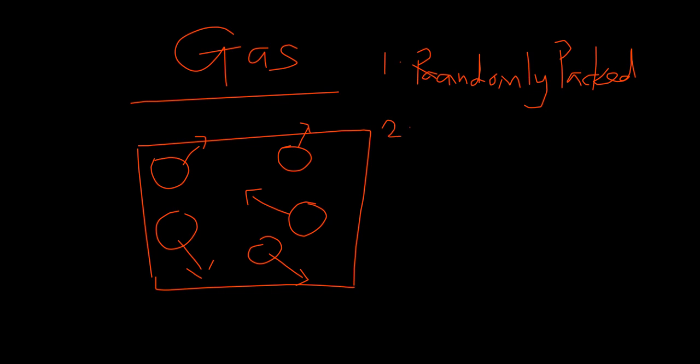Then again, let's look at the shape. When you pour a gas into a round container, it will take up the shape of that round container. When you do the same for a square container, it will take up the shape of the square container. Irrespective of the shape, it will take up the shape of that container. So it means that gases do not have fixed shapes.